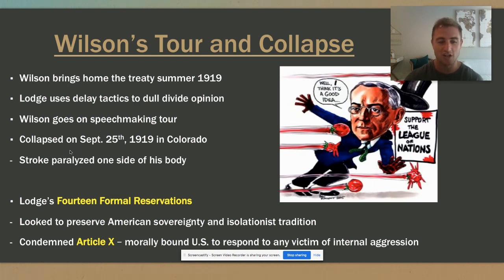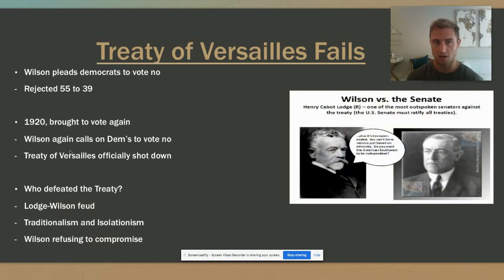He especially criticizes Article 10 in the Treaty of Versailles, which states that if the U.S. joined the League of Nations, they would be morally bound to respond if a country was invaded by another country. This says, as Lodge says it, and he's got a good point, that if the U.S. would be morally bound to go in and protect another country, this would be directly violating the Americans' isolationist tradition established by Washington's farewell address. Therefore, this is going to cause a division.